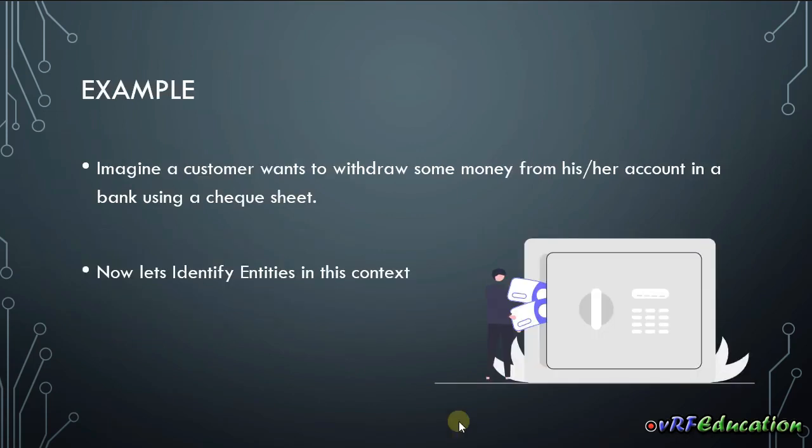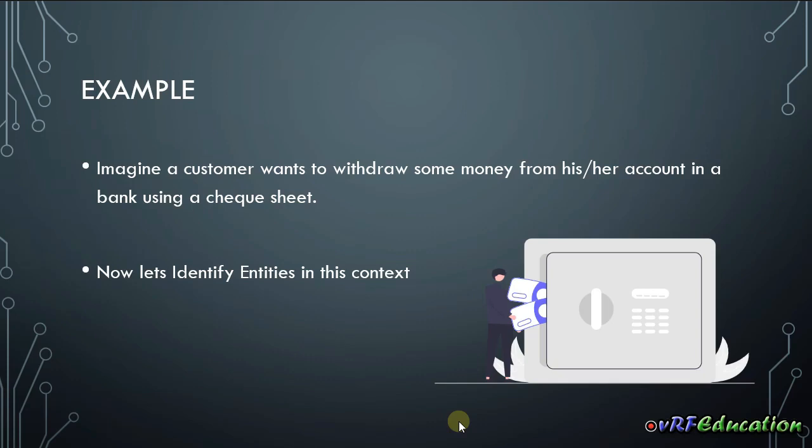Now let's dive into the object-oriented world using a simple example. Here we have a simple scenario that is common among all of us, and we might do it from time to time. Imagine a customer wants to withdraw some money from his or her account in a bank using a check sheet. This is a definition for which we want to create some software. Somehow weird, but we want to do it. And the main goal of this job is to identify entities in this context.